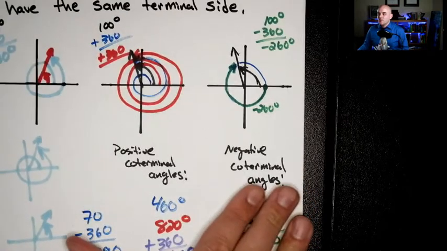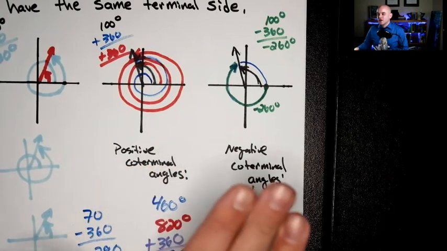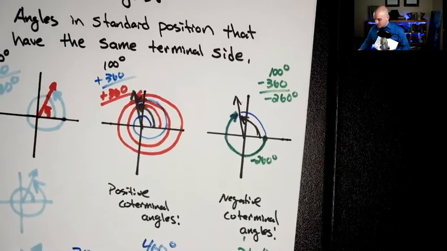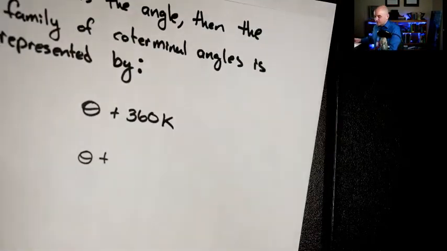So either way, we can come up with a bunch of positive coterminal angles, and we can come up with a bunch of negative coterminal angles. But just saying subtracting a bunch of circles and adding a bunch of circles is not enough for mathematicians. We want to write this out in a pretty concise formula, don't we? So let's take a look and see what that looks like.